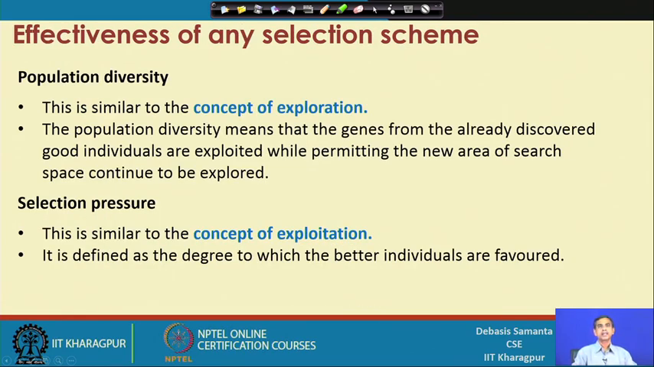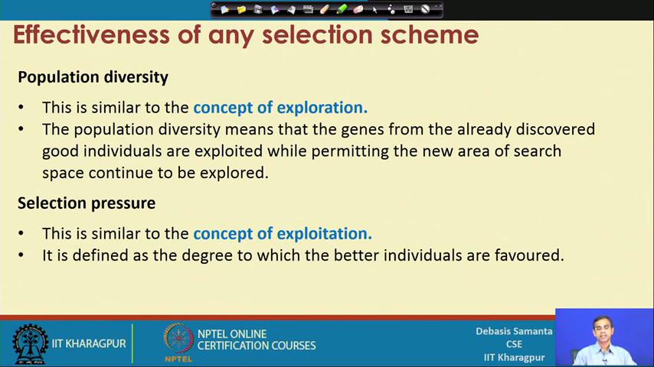Now let us see how we can compare the different selection schemes. Population diversity, as we have learned, is similar to the concept of exploration, and selection pressure is basically the concept of exploitation. This means that it is defined as the degree to which better individuals are favored. On the other hand, so far as population diversity is concerned, it means that genes from the already discovered good individuals are exploited while permitting new areas of search.